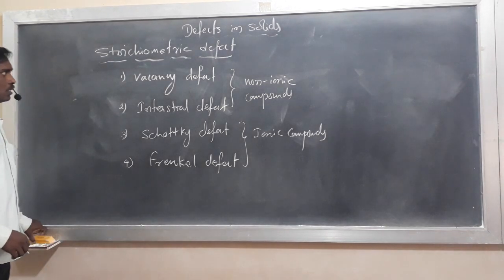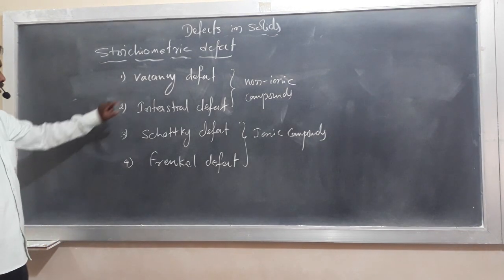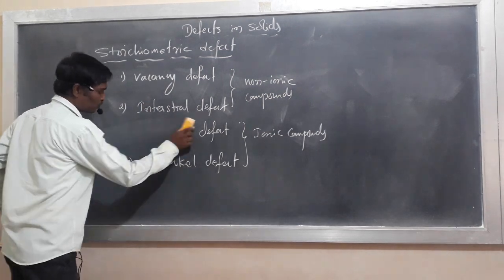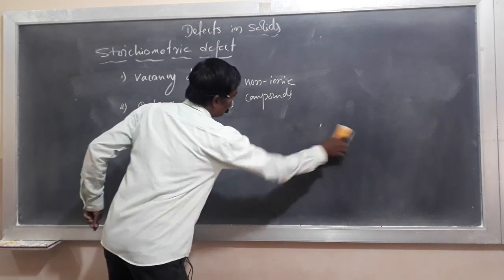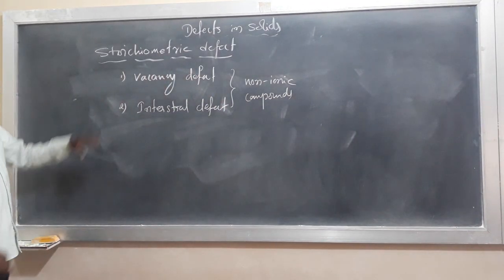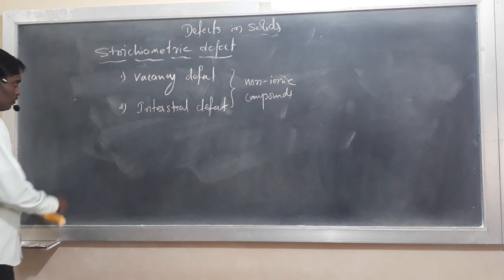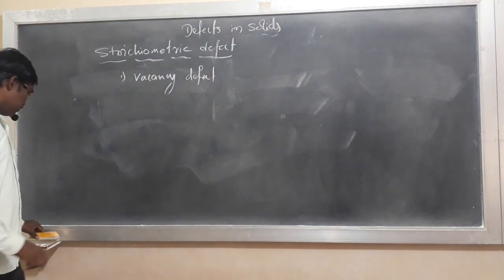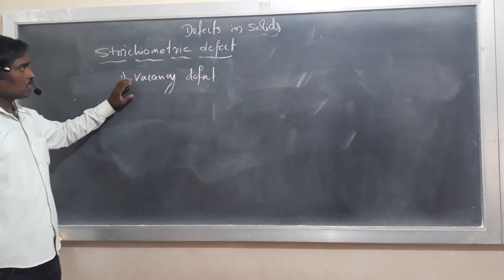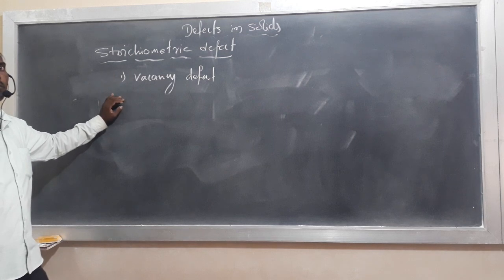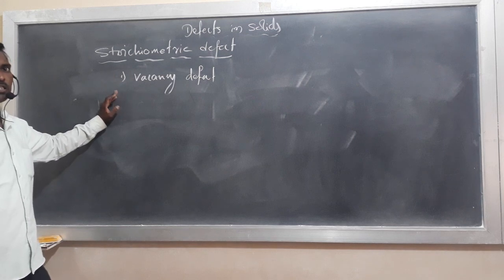Now, let me go into detail about these defects. First, let me study the non-ionic compounds. So for non-ionic compounds, first is the vacancy defect. Students, the vacancy defect arises because some of the lattice points are vacant. Simply we call this a vacancy defect.